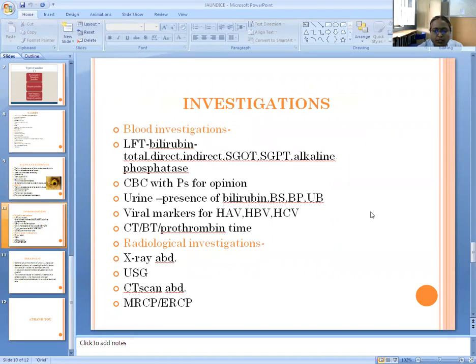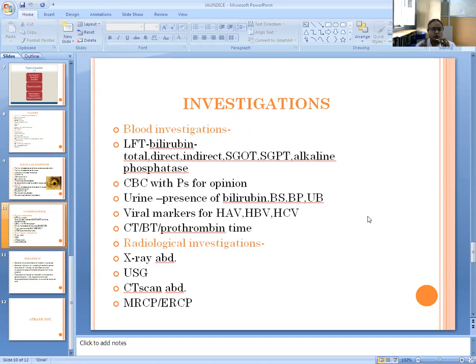Now, when a patient complains of yellow discoloration, you see that it is jaundice or icterus. Now you have to find out the cause of jaundice. What is the cause of jaundice? Why is the bilirubin level in the patient increased? That is your aim. So investigation first to confirm the presence of jaundice. First, you have to prove that there is elevated bilirubin level in the patient's blood.